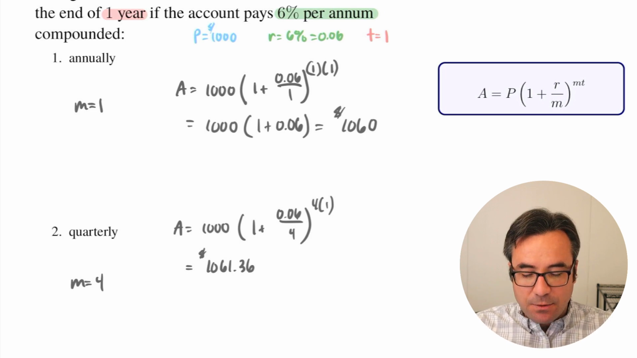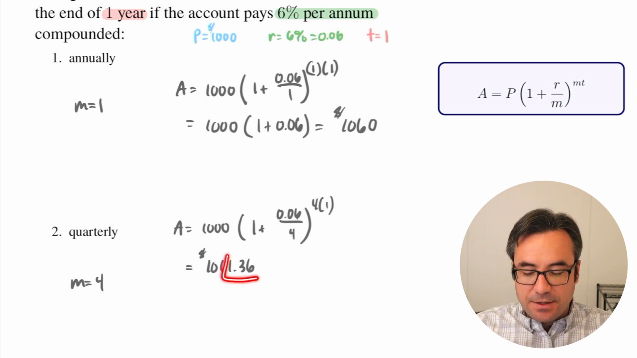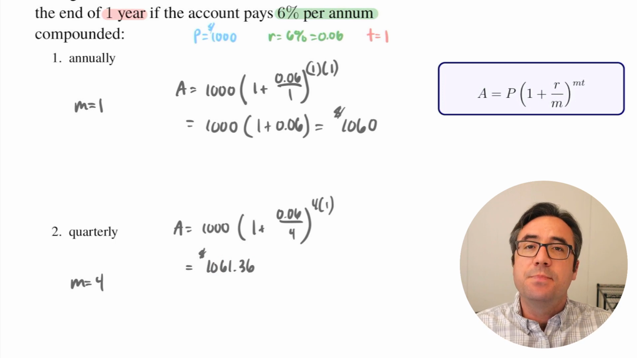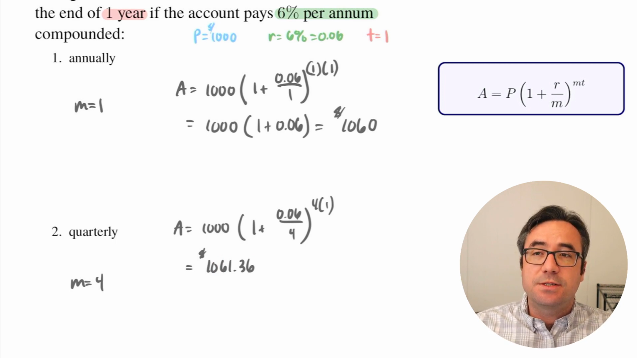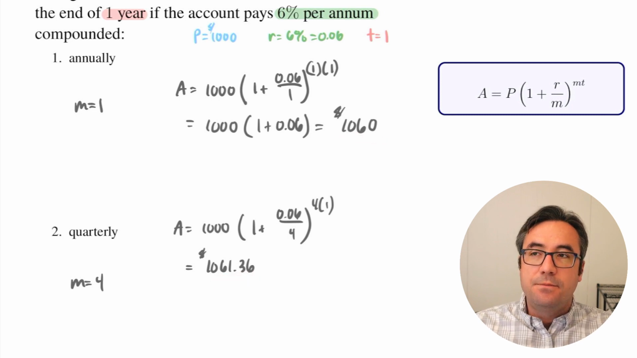And so the difference that we're seeing here, it doesn't look like much because we're only talking about 1 year, but this difference is because the bank put money into our account sooner, and so that money had a little bit more time, a little bit more opportunity to start earning its own interest. And over time, though, the difference here can add up.